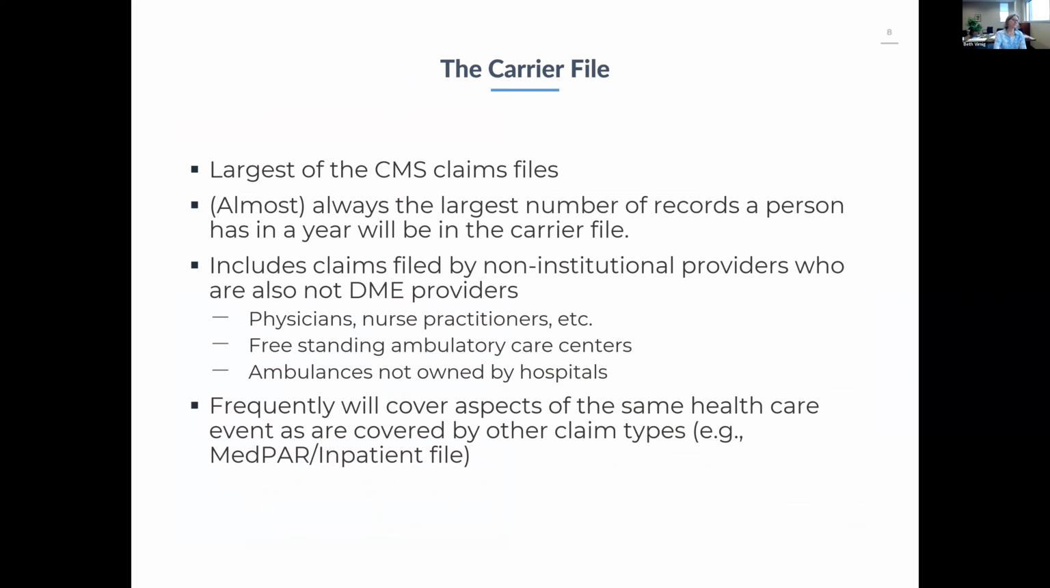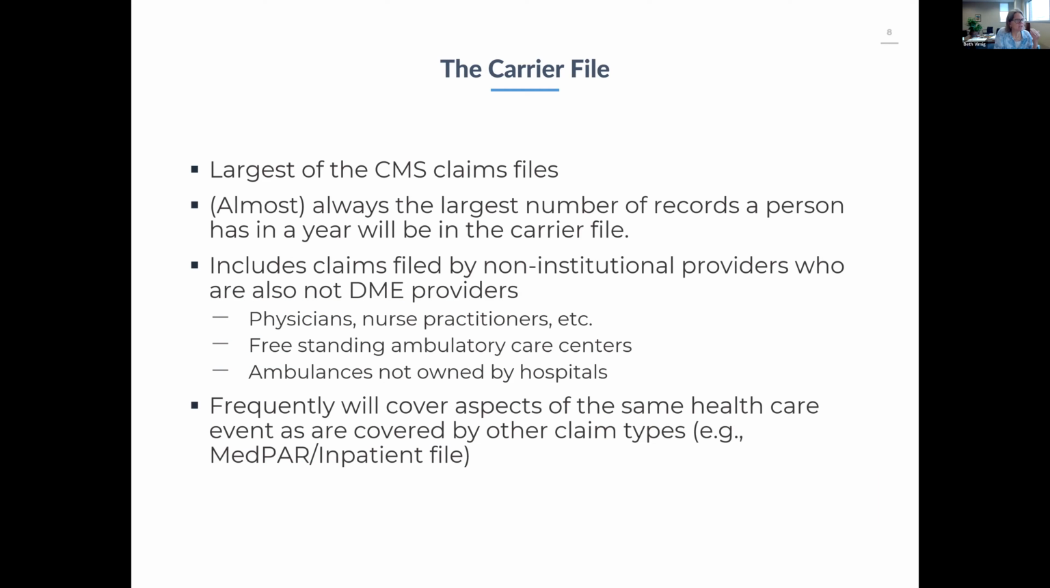So the carrier file is the largest of the claims files. I said "always", and I put it almost in parentheses, because every time I say something definitive, there's one exception to this rule. That is probably the only rule with CMS data: there's always an exception to every rule, it seems. But it's going to have the largest number of records per person in a year. So this is our biggest file, and some of the restrictions in terms of ordering and what you can get are based simply on the volume of the carrier file. The carrier file includes claims filed by non-institutional providers who are not DME providers.